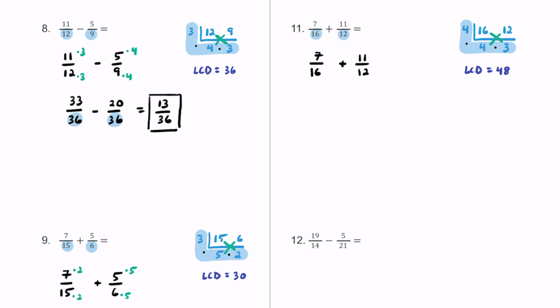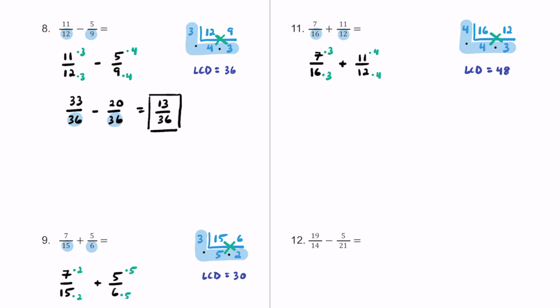So how many 16s get you 48? Looks like 3 of them is going to get us 48, 3 times 16. So let's go ahead and say 16 times 3 and do 7 times 3 on top. And then for 12, looks like we need 4 12s to get to that 48. So let's multiply this by 4, multiply this by 4.